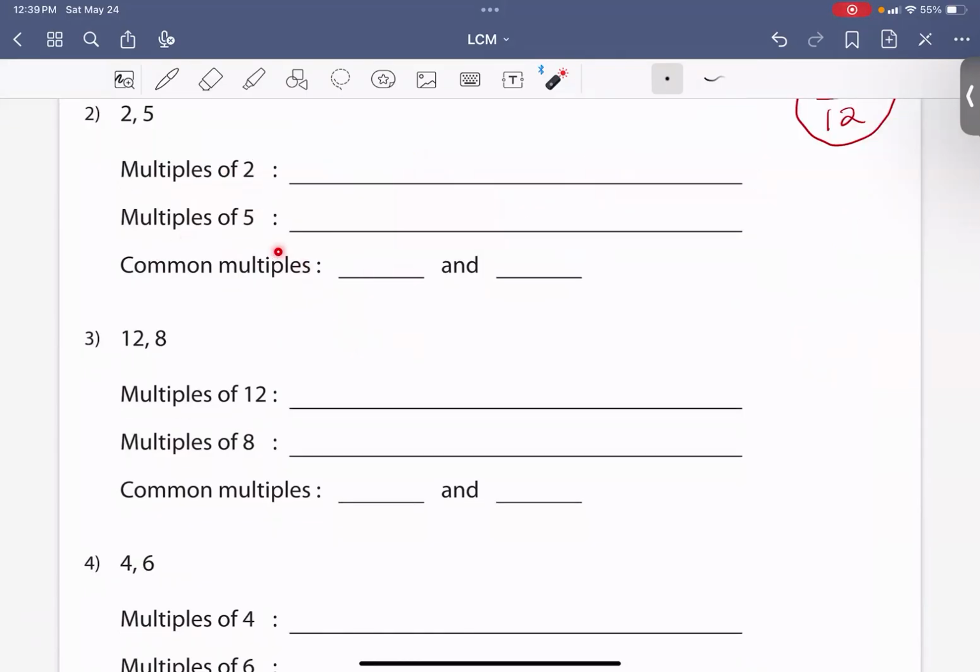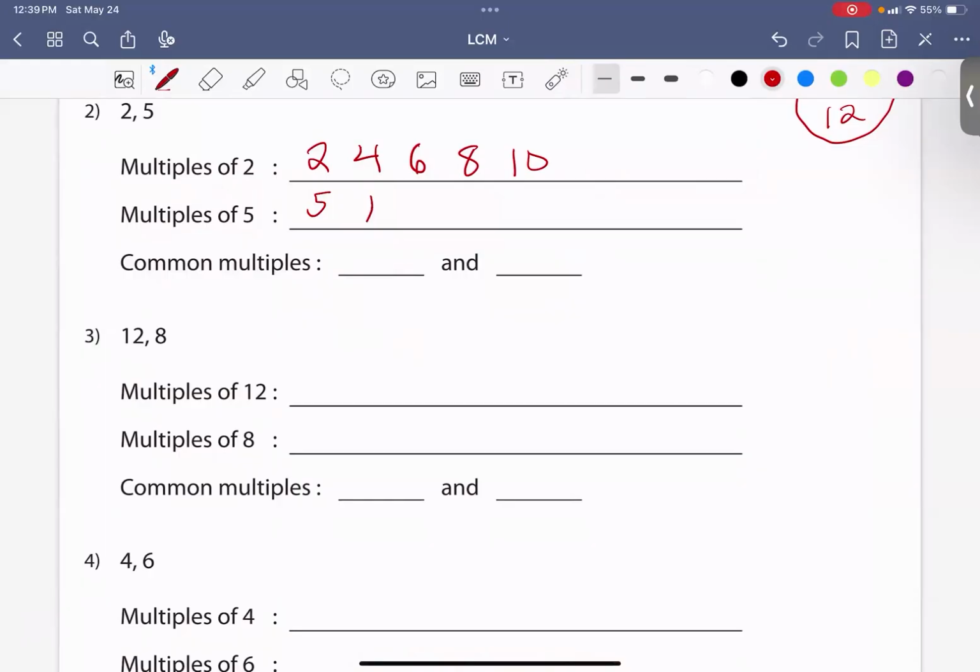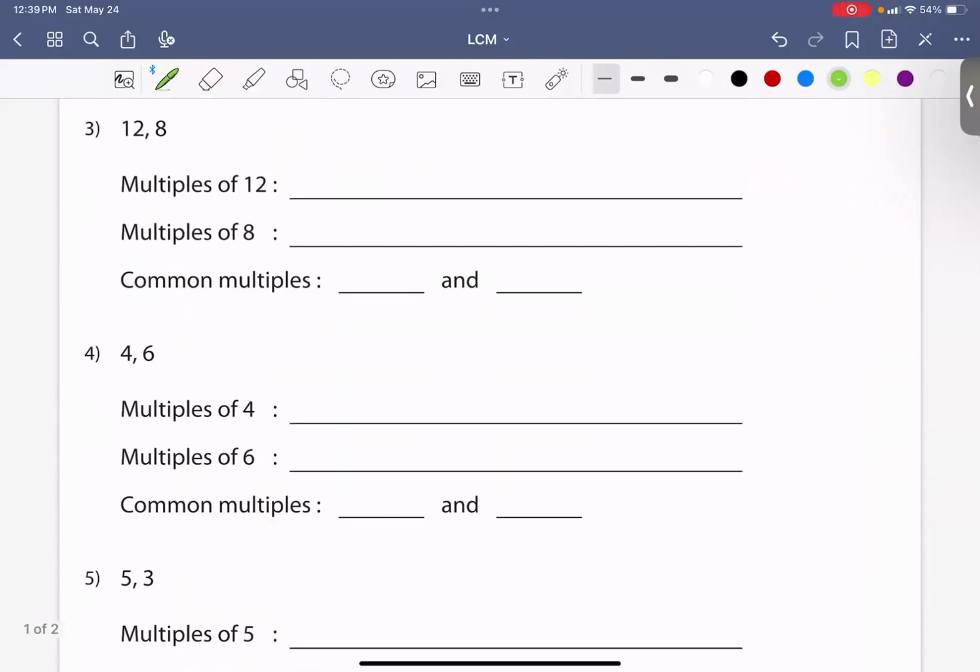Let's look at the multiples of 2 and 5. So I'm going to write the first 5 multiples of 2: 2, 4, 6, 8, 10. The first 5 multiples of 5: 5, 10, 15, 20, 25. So a multiple I see that they have in common is 10. So I'm not going to look for another multiple because I want the least common multiple. Let's look at the next one.